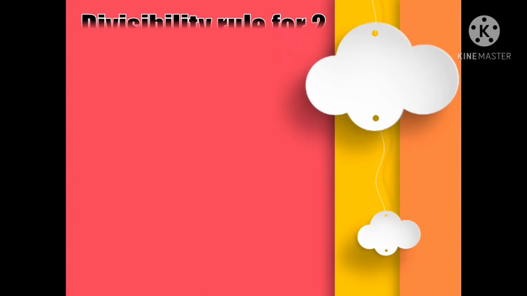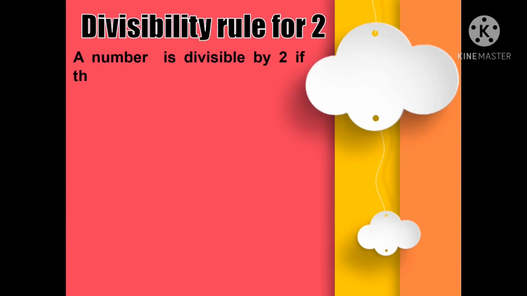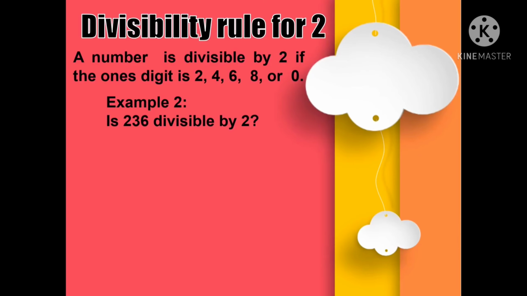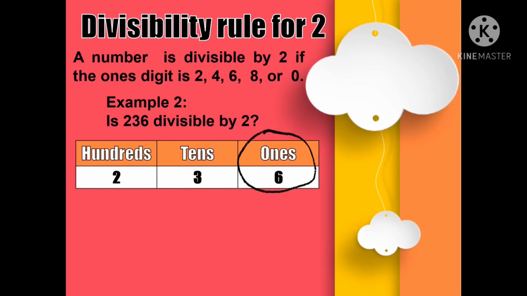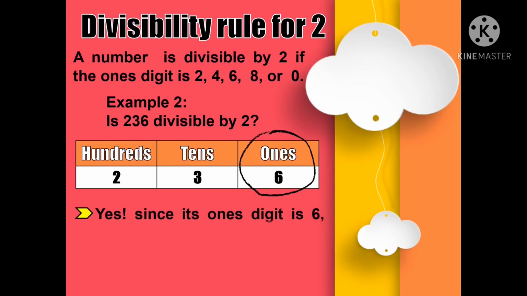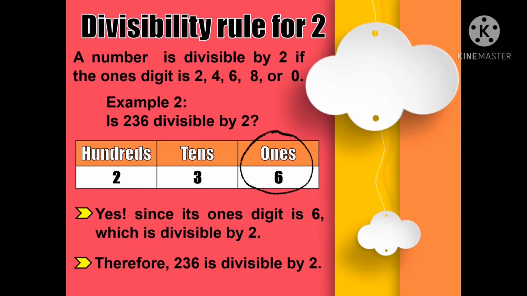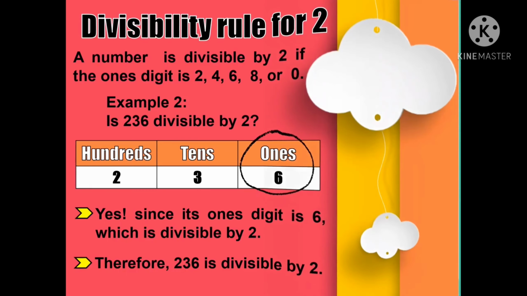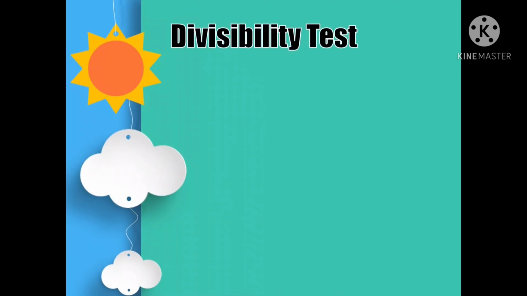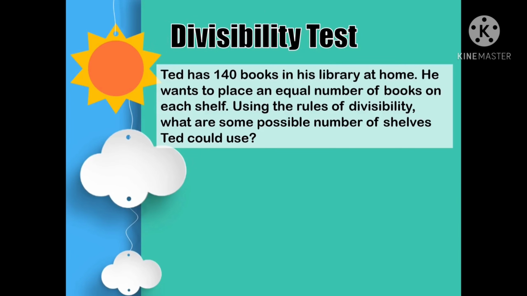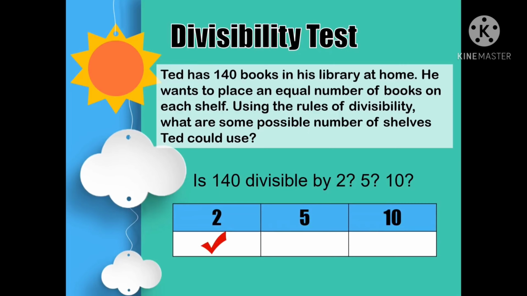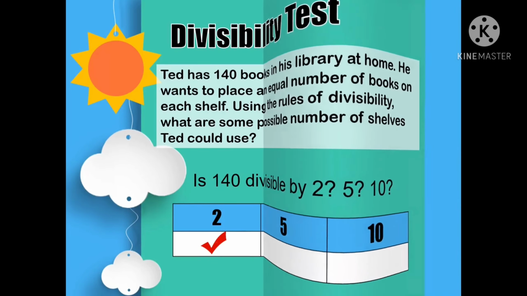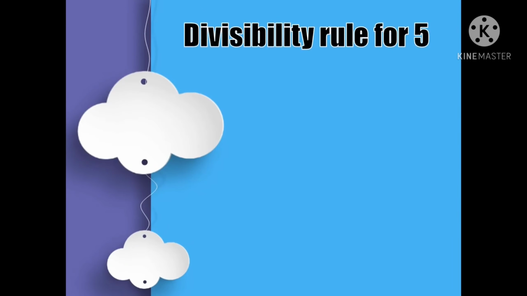Let's have another one. But please remember the divisibility rule for 2. Is 236 divisible by 2? So the ones digit now is 6. Therefore, 236 is divisible by 2. Did you get it, class? Let's go back to the divisibility test. So now, 140 is divisible by 2. Let's proceed now to the divisibility rule for 5.